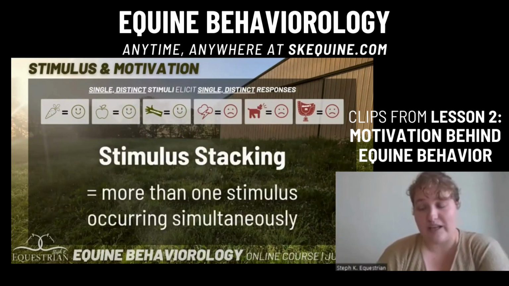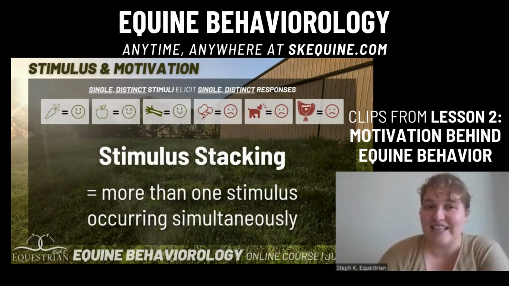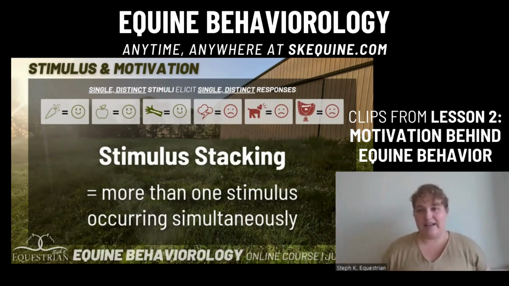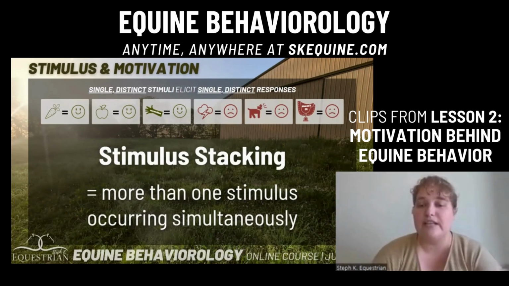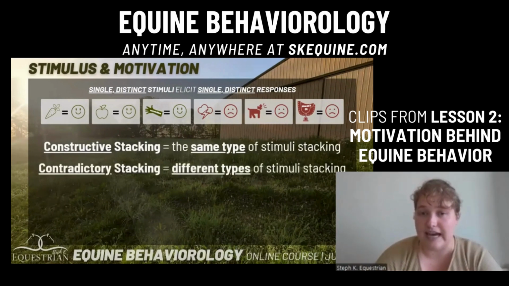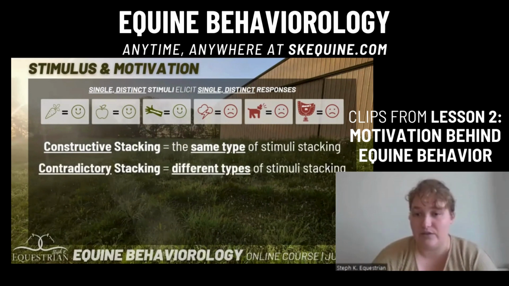If you have been present on planet Earth for any duration of time, you will notice that a stimulus doesn't occur in a vacuum. There are always multiple stimuli occurring at once. So we have two different types of stacking. We have constructive stacking, which is when we have multiple of the same value of stimuli. And then we have contradictory stacking, which is multiple stimuli that have different values or different types.